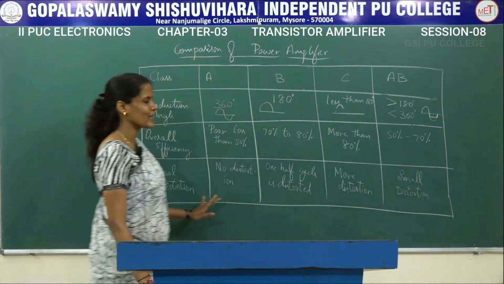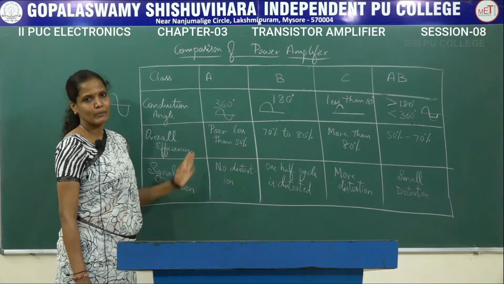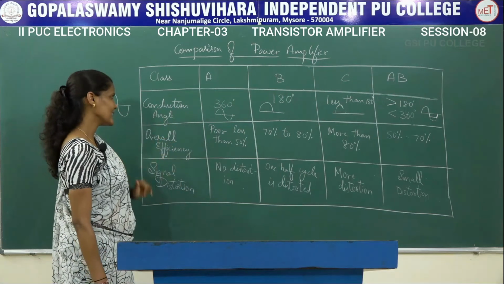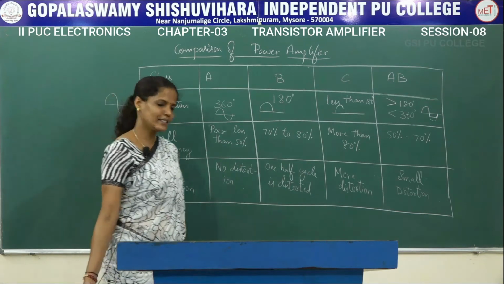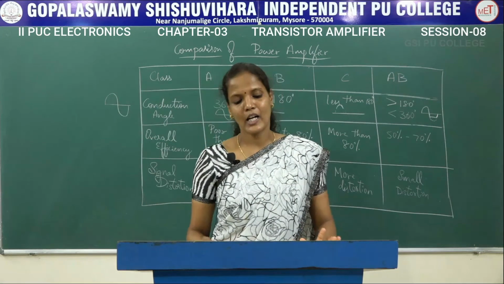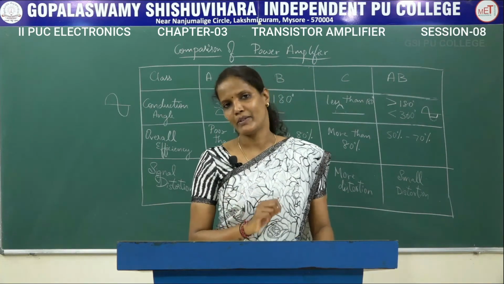So, this is the table which compares all the 4 different types of power amplifiers depending upon these parameters, that is conduction angle, overall efficiency and the signal distortion. Clear? Now we will move on to the next topic, that is class B push-pull amplifier.